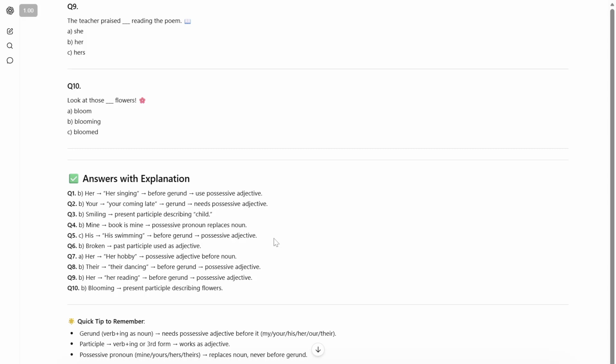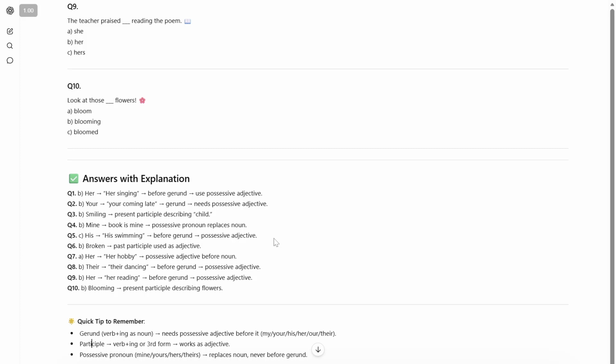Q6, broken, a past participle used as an adjective. Q7, A, her hobby, a possessive adjective before a noun. Q8, their dancing. Before a gerund, a possessive adjective. Q9, B, her reading. Before a gerund, a possessive adjective. Q10, B, blooming, a present participle describing the flowers.